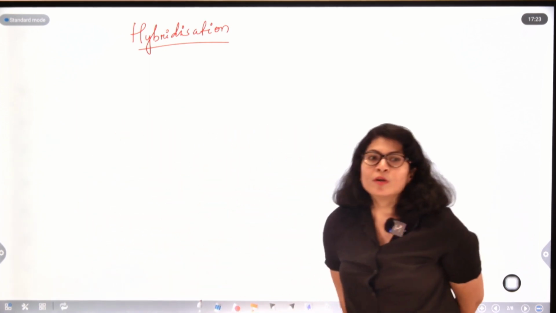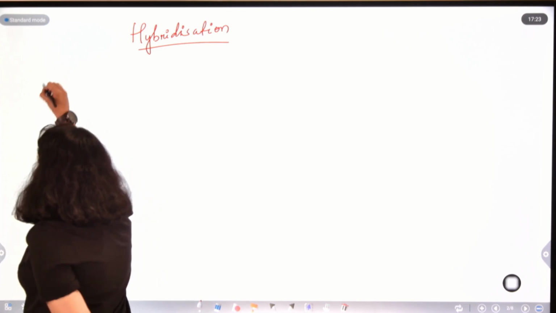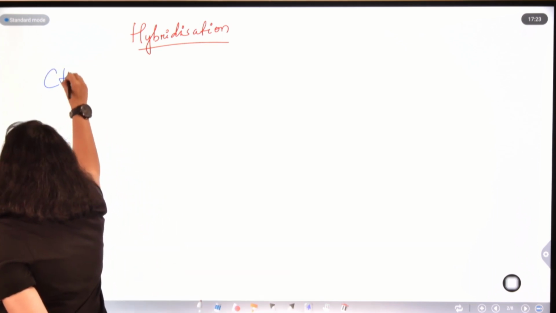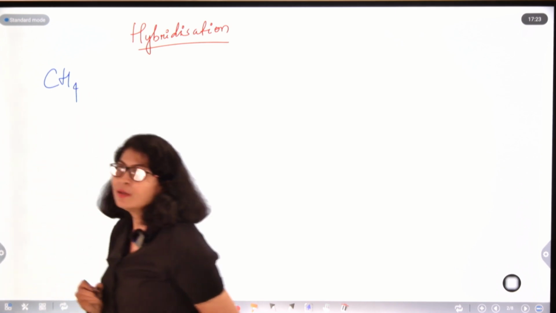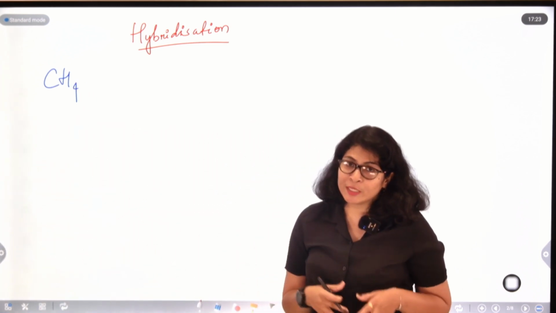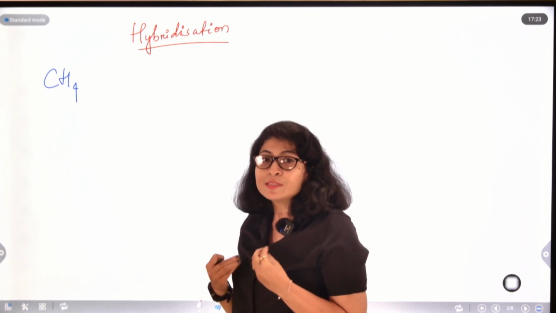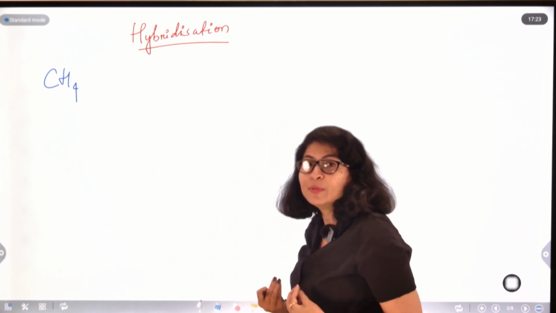So before studying hybridization, first let us take an example. For example, I am taking CH4, methane. Okay, and applying the concepts of VBT which we have learnt earlier, we will see how exactly the bonding is happening in case of CH4.